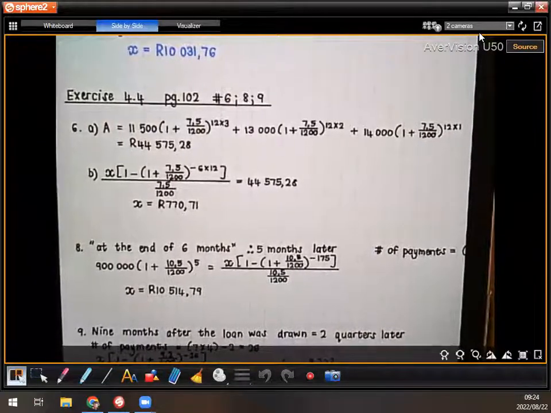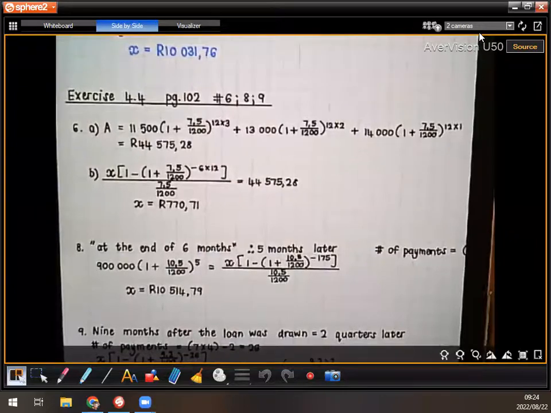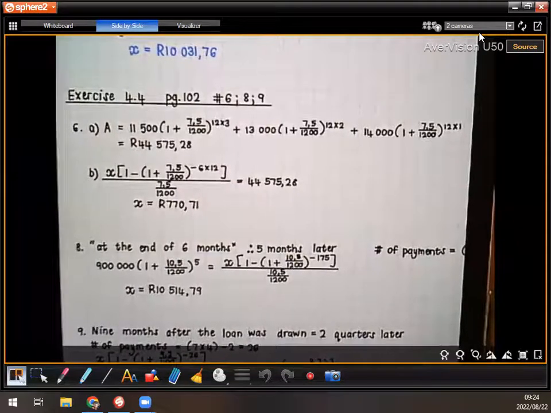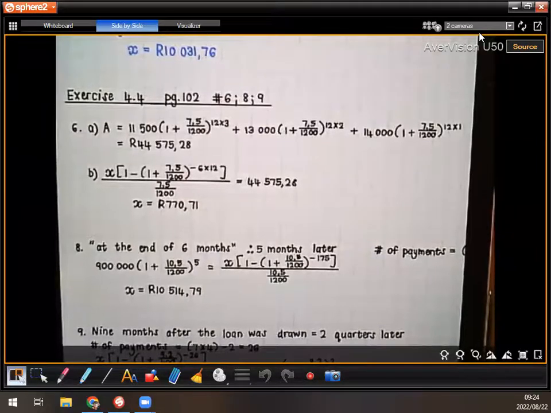Okay, guys, exercise 4.4 was asking about this whole deferred payment thing, but actually number 6, it wasn't really a deferred payment thing. It was more like a timeline question. Now, guys, this is a nice kind of test or exam question because it is combining your grade 11 and your grade 12 stuff. Okay.